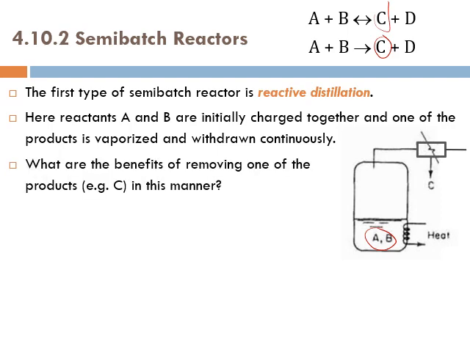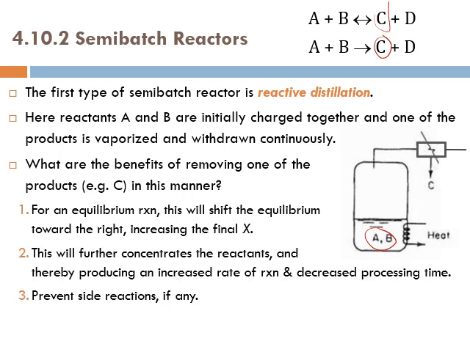Okay? What are the benefits of removing one of the products in this manner? What's the benefit of using reactive distillation? Well, for an equilibrium reaction, this will shift the equilibrium toward the right, increasing the final conversion. Correct? So, as we said before, if you pull one of the products out, the equilibrium will be shifted forward. Therefore, the equilibrium conversion will be higher, and you could achieve higher conversion.